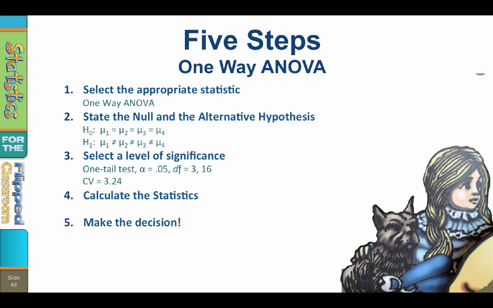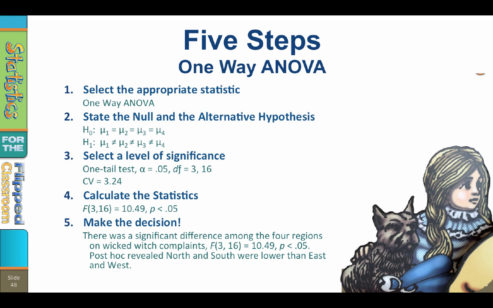Regardless, we need to summarize our ANOVA. Step 4 was to calculate the statistics. We had an F ratio with 3 and 16 degrees of freedom equal to 10.49, P less than 0.05. It was statistically significant. So, step 5, make the decision. There was a statistically significant difference among the 4 regions on Wicked Witch complaints. F, 3 and 16 degrees of freedom equals 10.49, P less than 0.05. Post-hoc tests revealed north and south were lower than east and west.